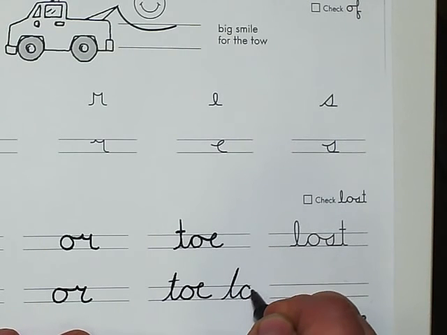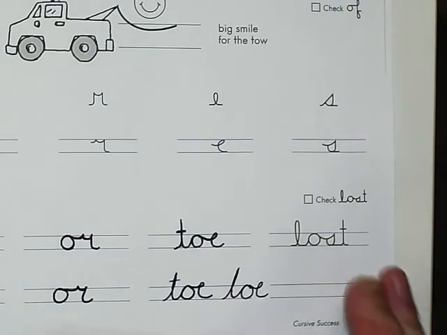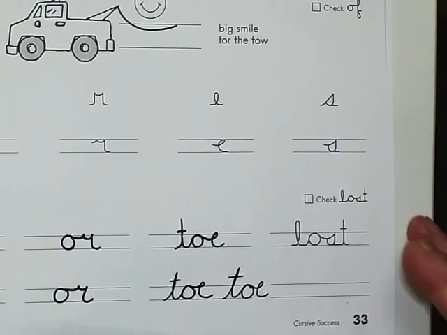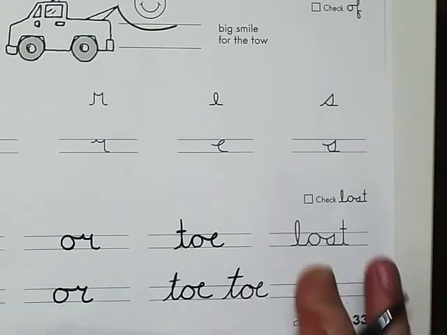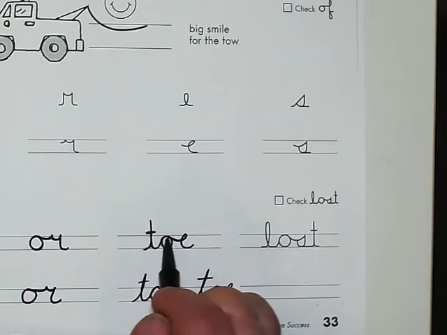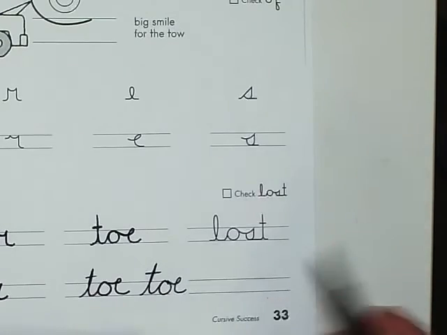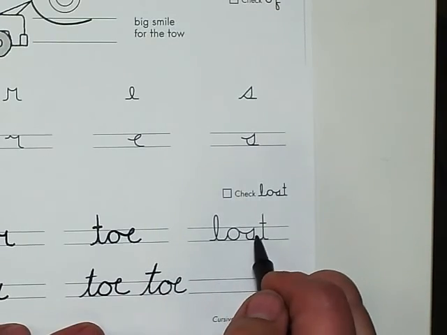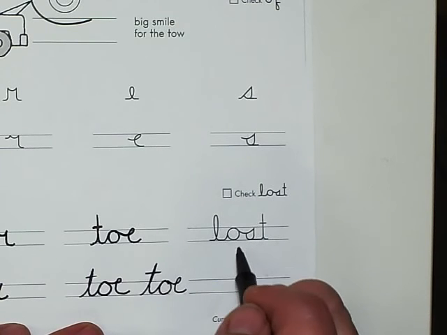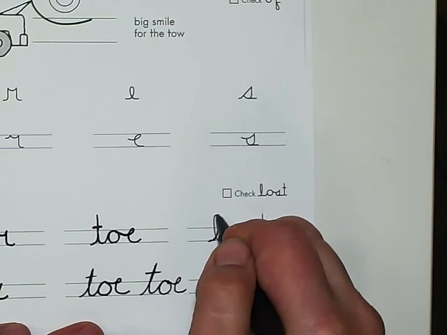I want to try that one again. T, O, E. That one looks better. We need to drop that line a little bit more on this one, on the O to E, than we do for other ones.